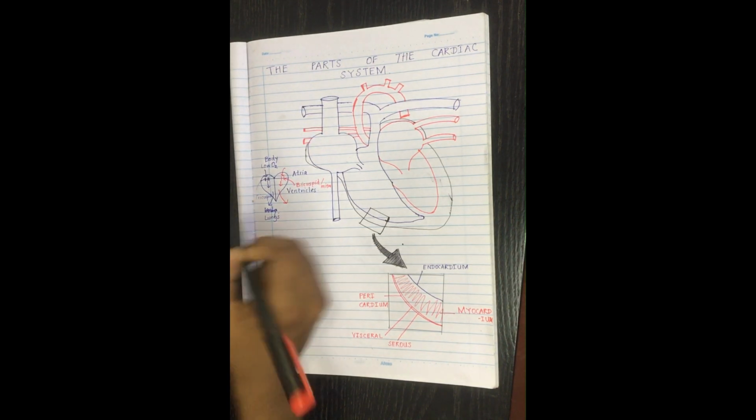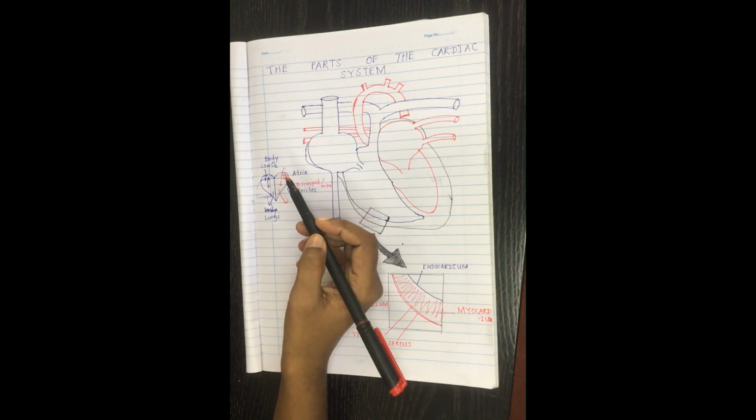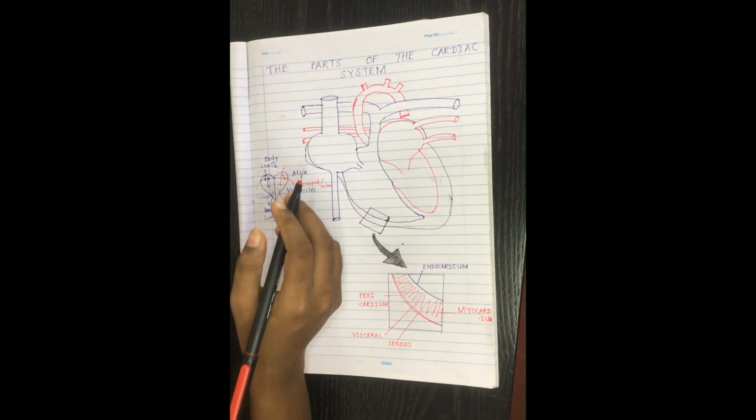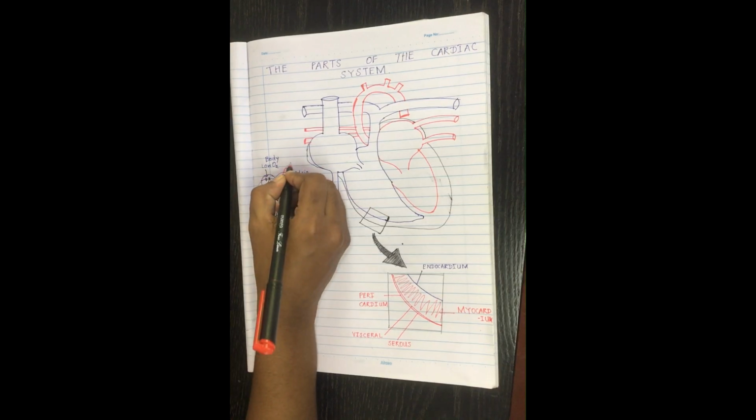Here I used a red color pen. That means it's high in oxygen level. So high oxygen.